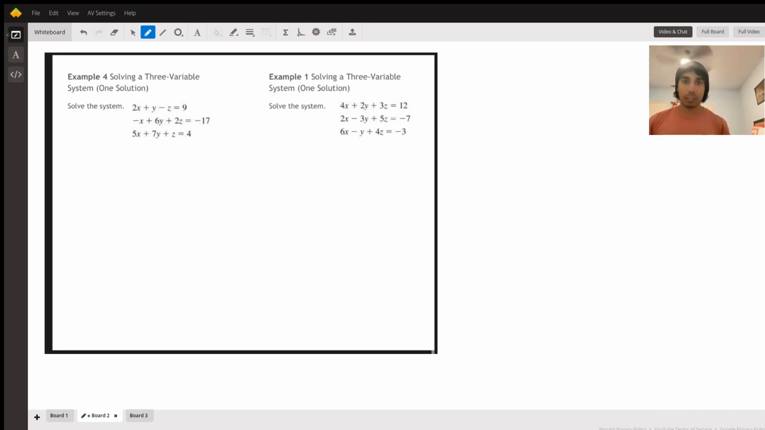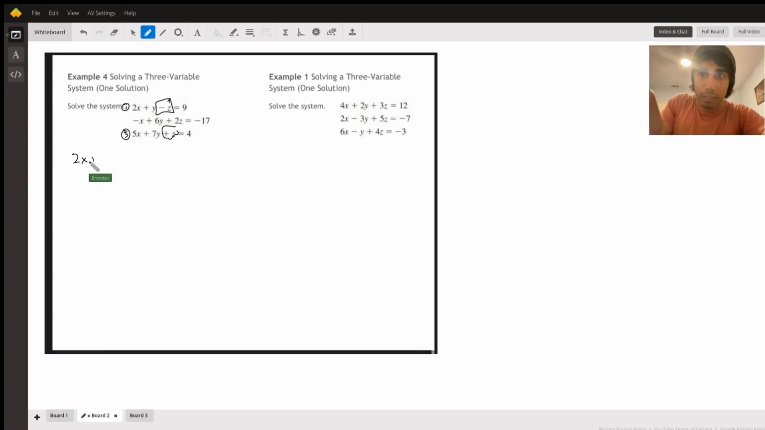Got some more examples here. So we're going to that first step, thinking about what variable it looks like would be really easy to eliminate. Well, here's what I'm noticing. My equation 1 and my equation 3, I've got opposites on the z. So that's going to make it really easy to eliminate z. All right, always look for opposites, because whenever you have opposites, you can just straight add those equations together, and it gets one of the variables out. So we're going to add those together.